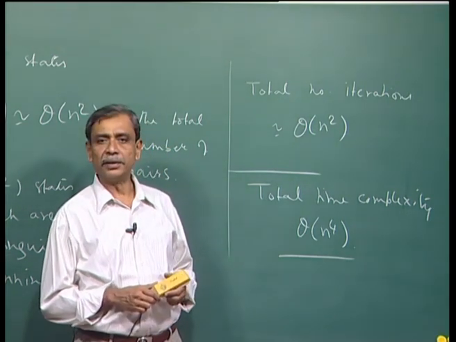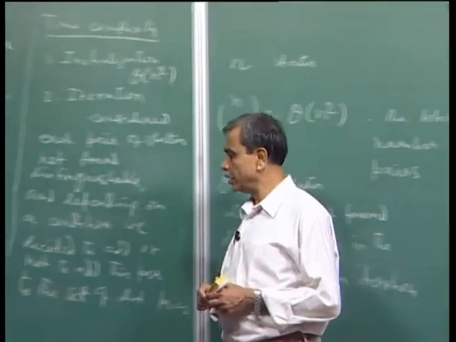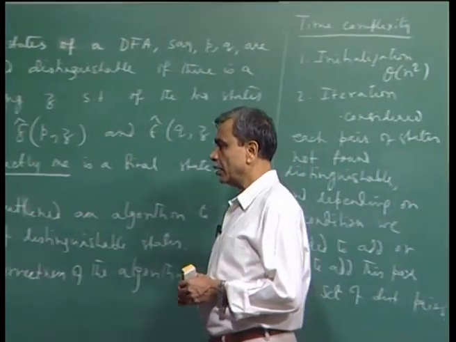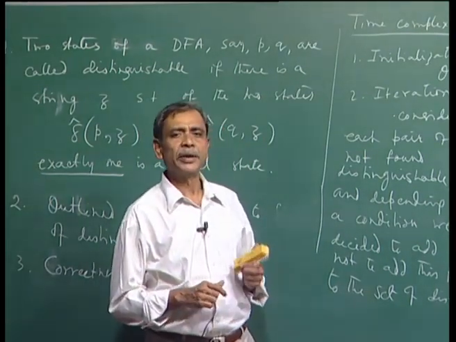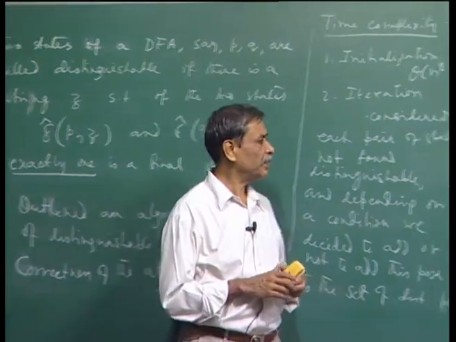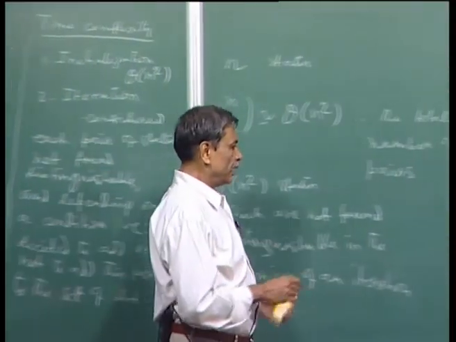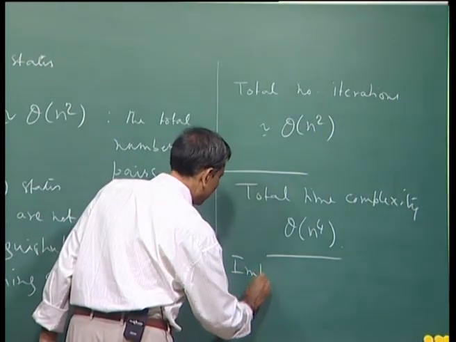So, order n 4 is the time complexity of the algorithm that we have outlined. I should also mention that if you do a little bit more, then this algorithm can be improved to order n square. Let me just indicate what is that extra thing that you might like to do, so that the time complexity improvement happens.